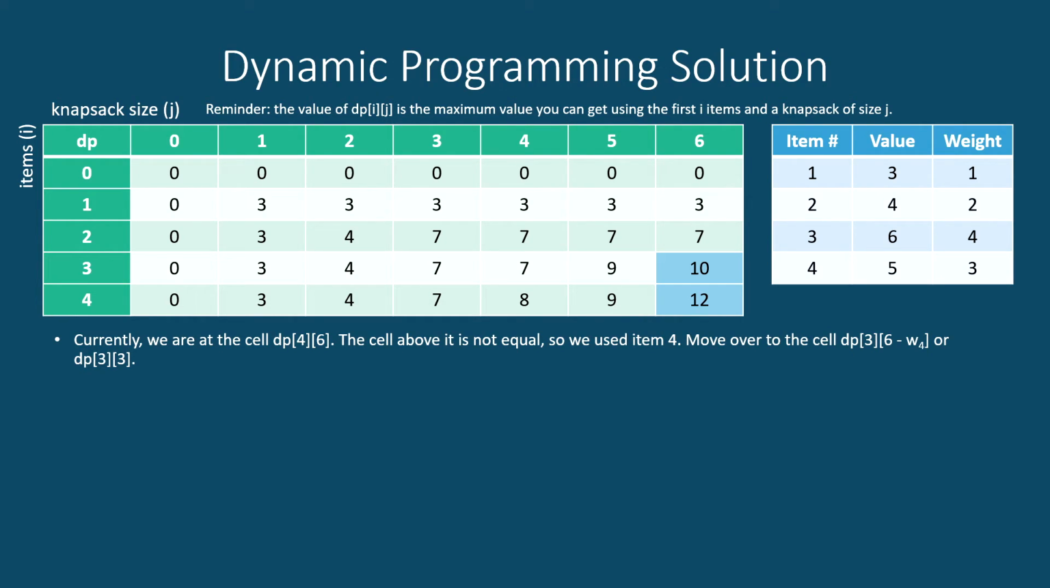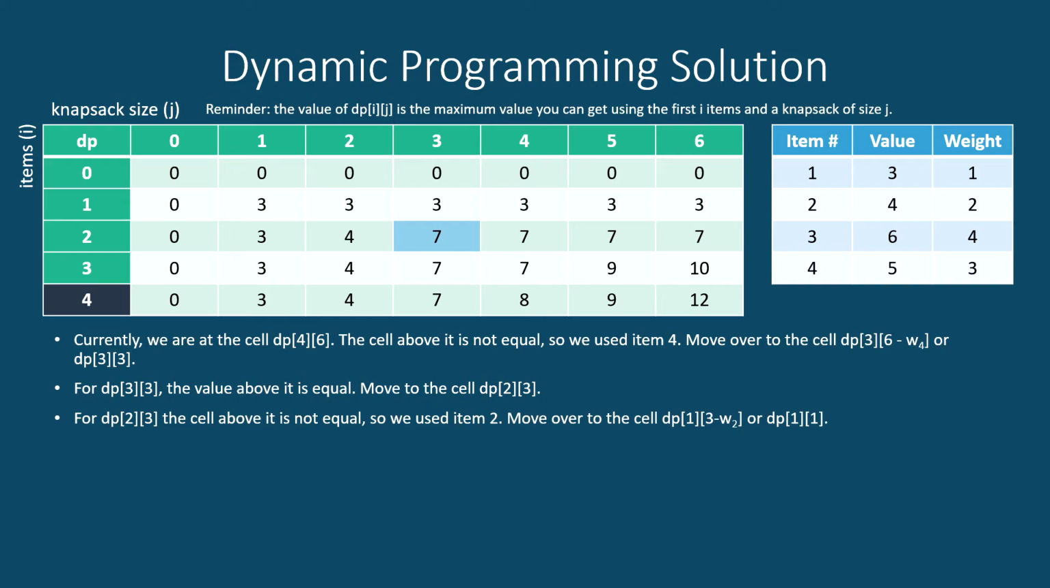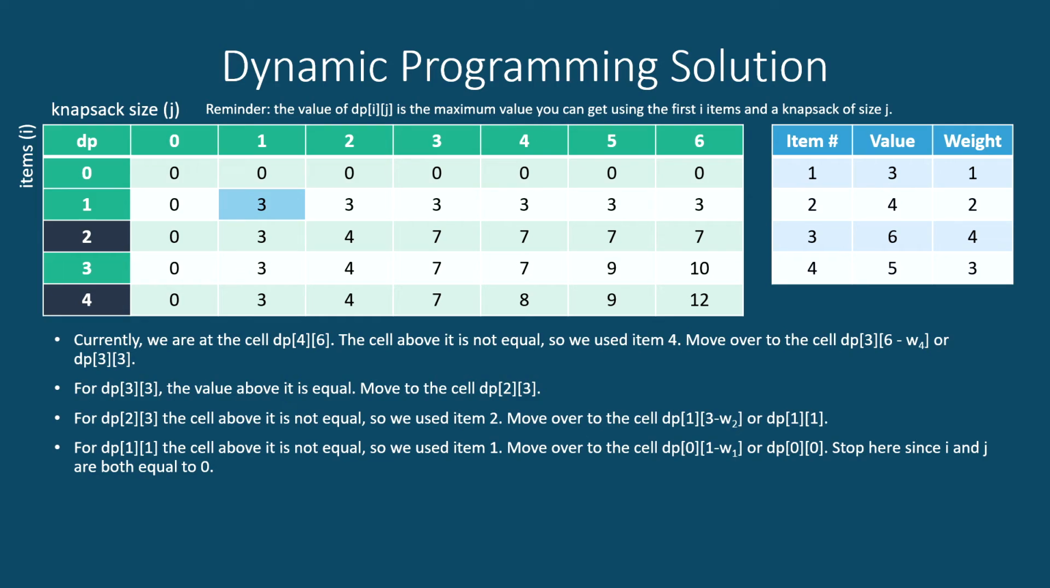The cell above it is not equal, so we used item 4. Move over to the cell DP33. Now we are at the cell DP33. The value above it is equal, so we should move to the cell DP23. For DP23, the cell above it is not equal, so we used item 2. Move over to the cell DP11. For DP11, the cell above it is not equal, so we used item 1. Move over to the cell DP00, and we should stop because i and j are both equal to 0.